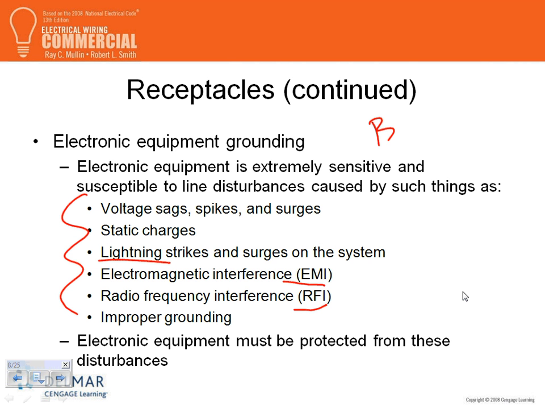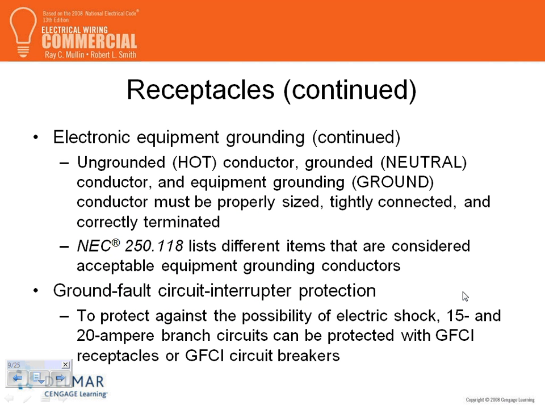And we said yesterday, it directs all this interference away from the electronic equipment. That's why we ground the electronic equipment with an insulated ground all the way to the main panel. So to solve the disturbances, that was kind of a couple of issues.